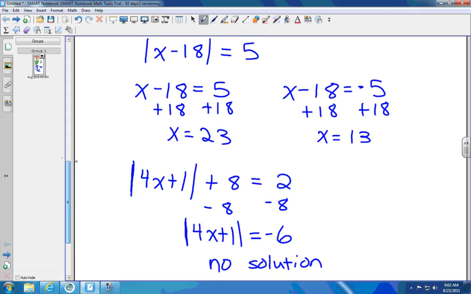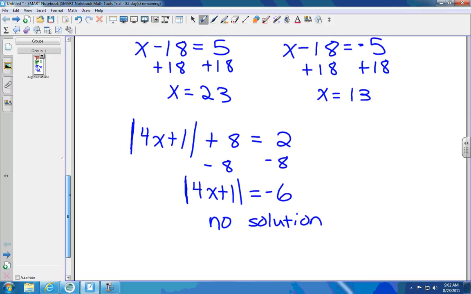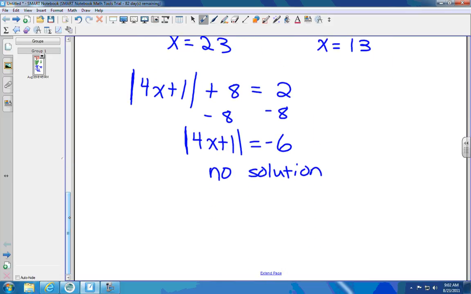Up here, when you had it set equal to a negative, we no longer had the absolute value. Okay? So if you end up with that, or anything close to that, you can't do it.